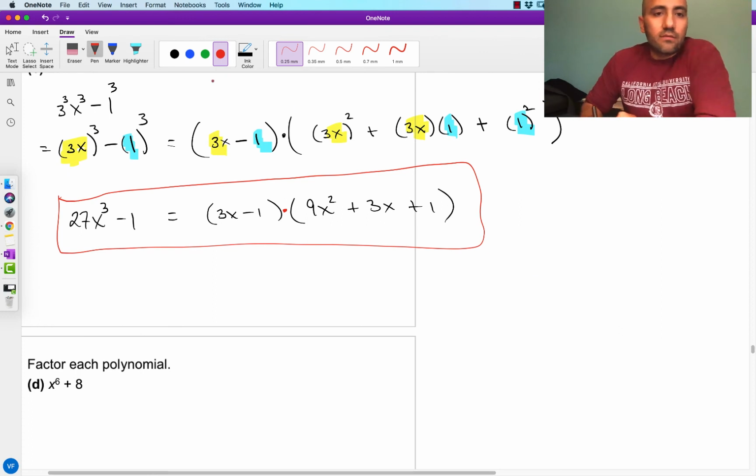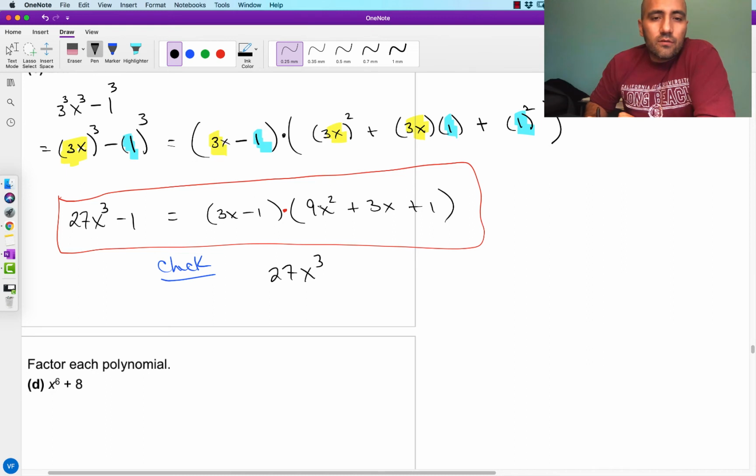Let's come over here and check it. I'll put it in blue. Check. Let's make sure it works. If it's going to work, that means that when I FOIL this, I'll get something that equals that. So foiling it, I'll end up with 27x to the third power.